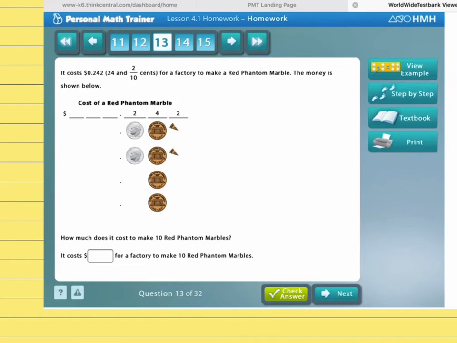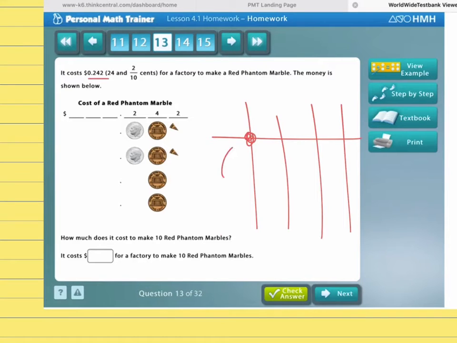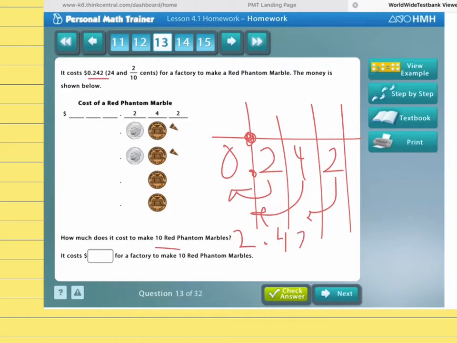This time same thing, except we're dealing with decimals, so instead of whole numbers you have decimals, but that's fine too. Each digit is going to shift. So let me draw my place value chart, put the decimal point here. You have 0.242, and so decimals are real numbers too. You're going to multiply it by 10, so each digit is going to shift one place to the left, like that, and the number is going to become 2.42, $2.42 to make 10 red phantom marbles.